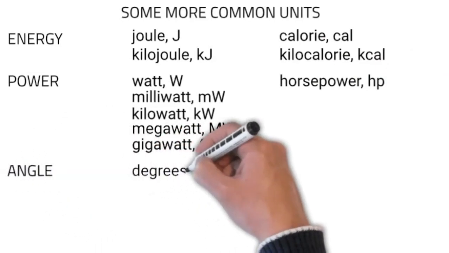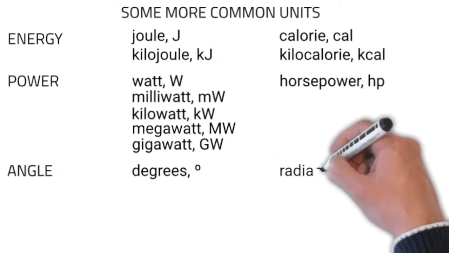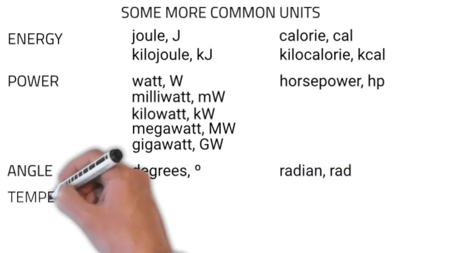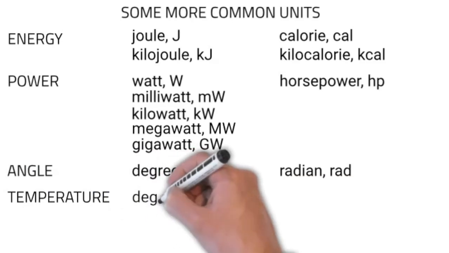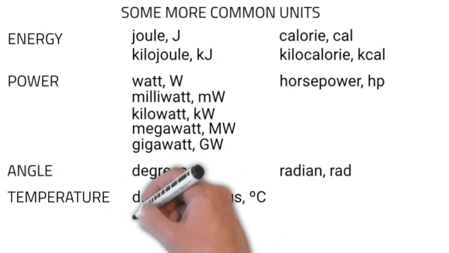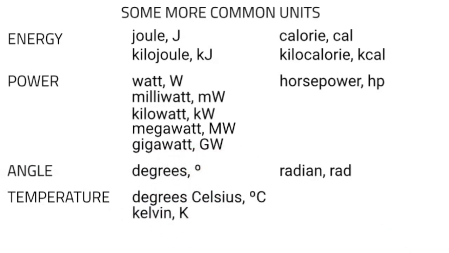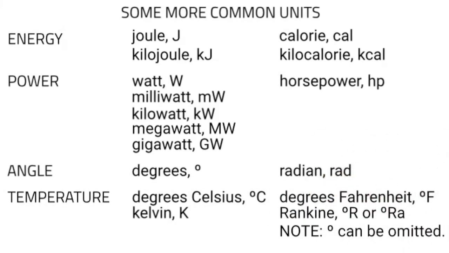For temperature, getting back to the metric system, this is based off of water. We use degrees Celsius, and then we also have Kelvin. And then there's degrees Fahrenheit and Rankine for the imperial system.